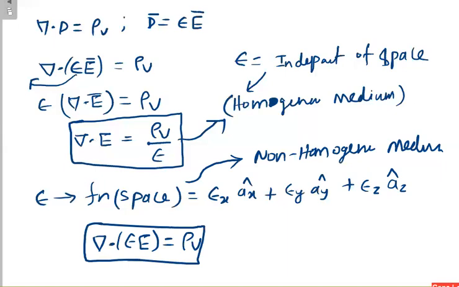If you take it outside, then it will give you the wrong answer. This is for non-homogeneous medium. So you have to be very careful in the exam whether they are asking for homogeneous medium or non-homogeneous medium. Based on that, you have to choose the option correctly. You can take this epsilon outside only for homogeneous medium. If it is a non-homogeneous medium, you should not take it outside. Once you take it, that will give you the wrong answer. Okay, this is the idea of the homogeneous and non-homogeneous medium.